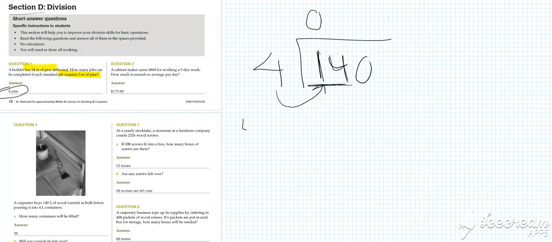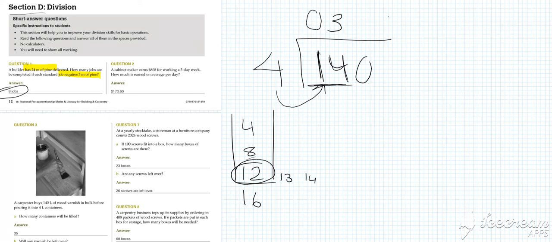Does 4 fit into 14? Let's check our times tables. 4, 8, 12, 16. Well, 12 is smaller than 14, so that's the closest I can get. 1, 2, 3. How many leftovers? I got 12, then I got 13, then I got 14. That's 2 left over, so I'm going to move that into my next column. Does 4 go into 20? I'll keep doing my times tables and I'll see, yep, 1, 2, 3, 4, 5 times.